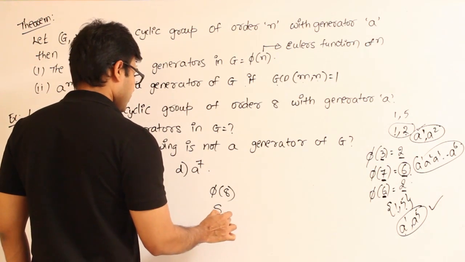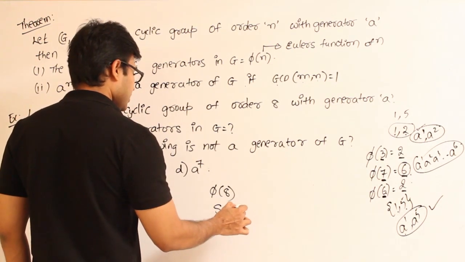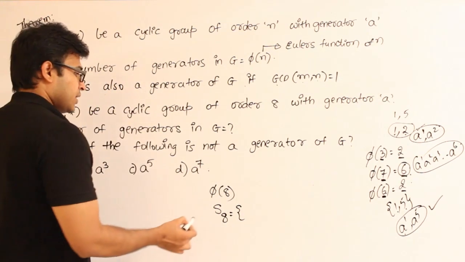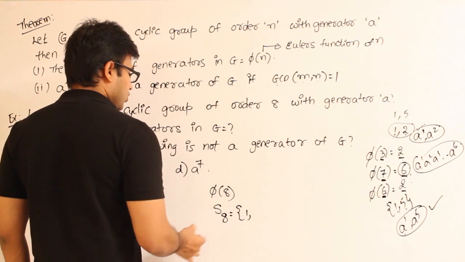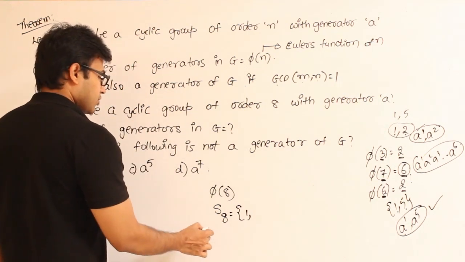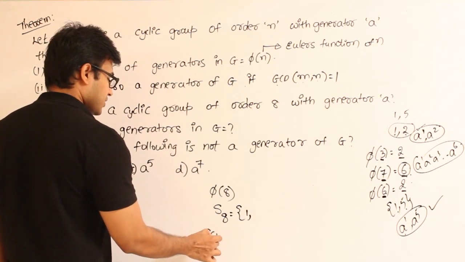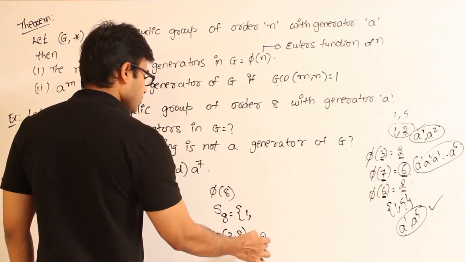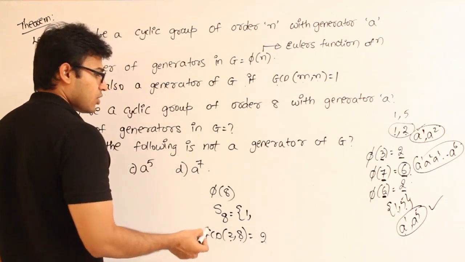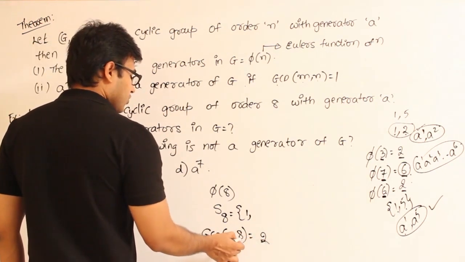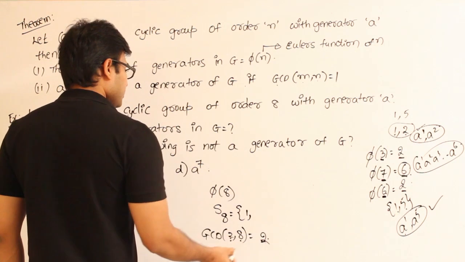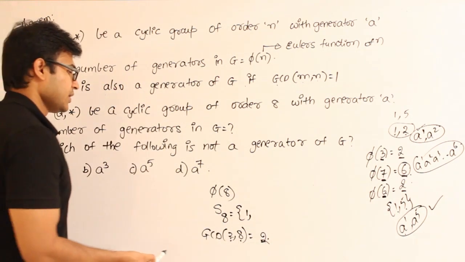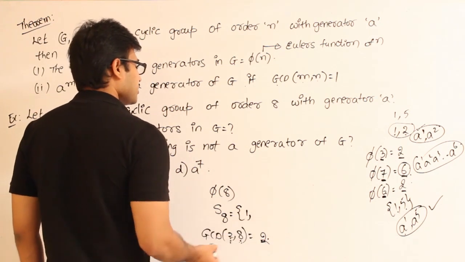You have to find out the number of elements in S8, which is nothing but the number of positive integers less than 8 which are relatively prime to 8. So 1 is relatively prime to 8, 2 is not relatively prime to 8. I think you remember what is relatively prime, right? GCD of 2 and 8, if you find out, 2 divides both 2 and 8, that is the greatest common divisor, isn't it? Therefore, if GCD is not equal to 1, then they are not relatively prime. If GCD is equal to 1, they are relatively prime. Since GCD is not equal to 1, they are not relatively prime.